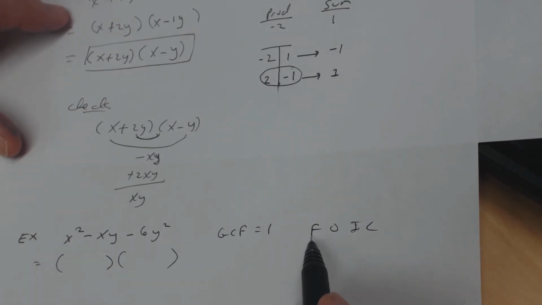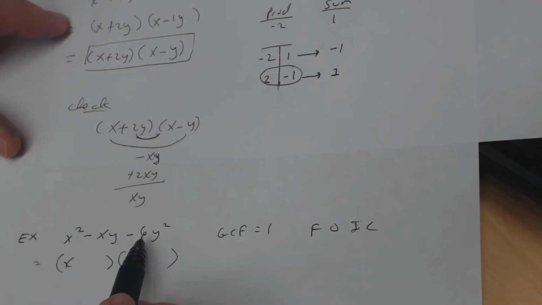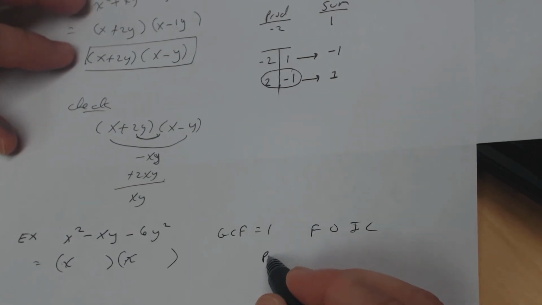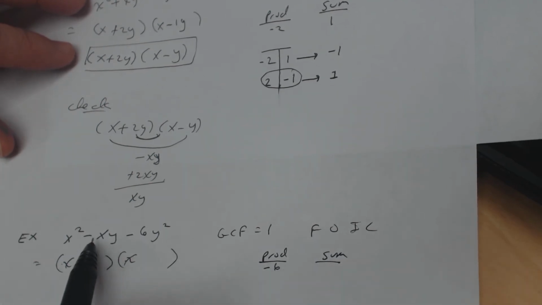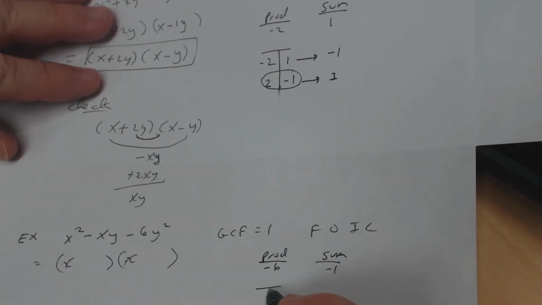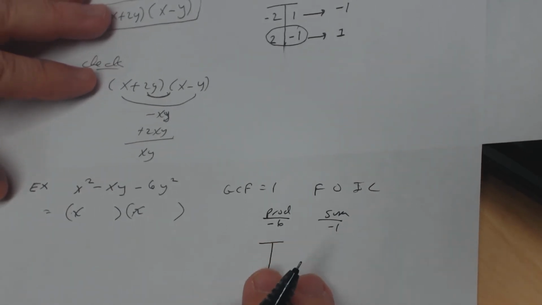So let's look at the F again. Always go to the F first. X times x is x squared. So x and x has to go in those spots. Okay, now always go to the last. Now just look at the coefficient right now. Remember, I want the product to be a negative 6, and I want the sum to be that middle coefficient. So the middle coefficient is a negative 1. So let's look at two numbers whose product is negative 6.